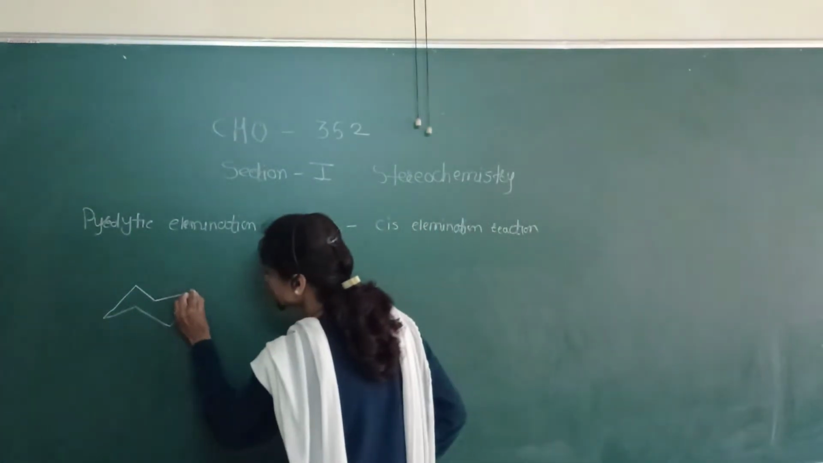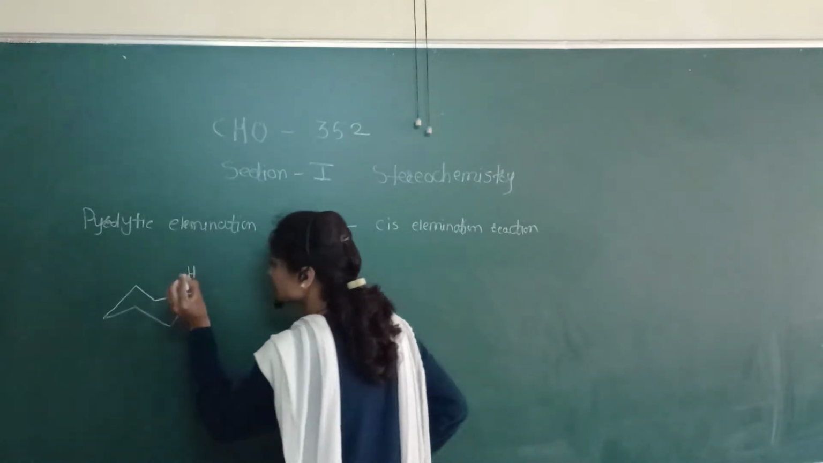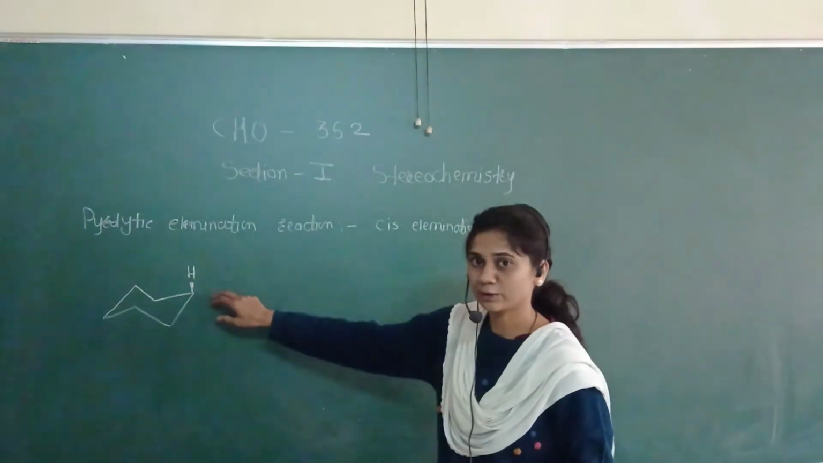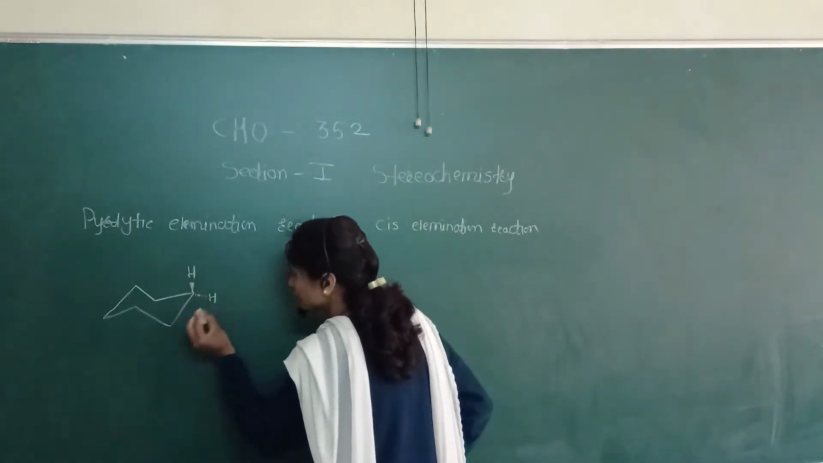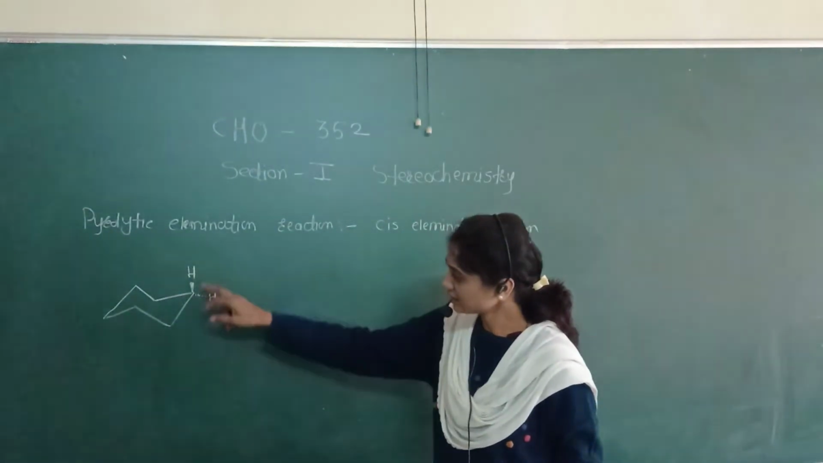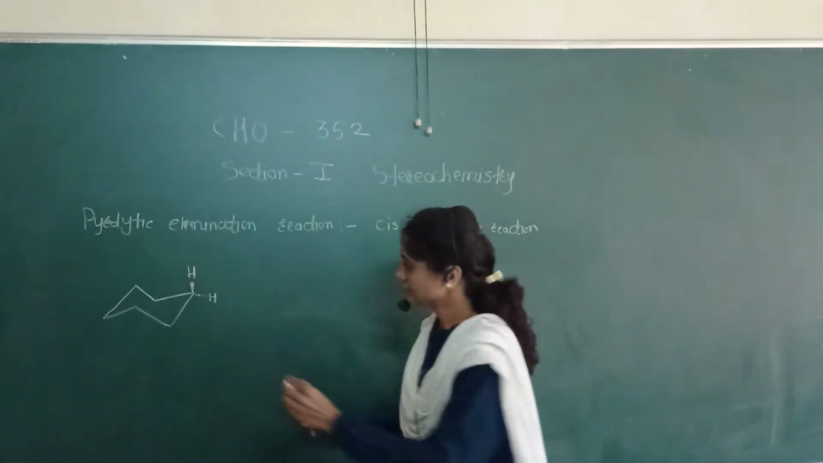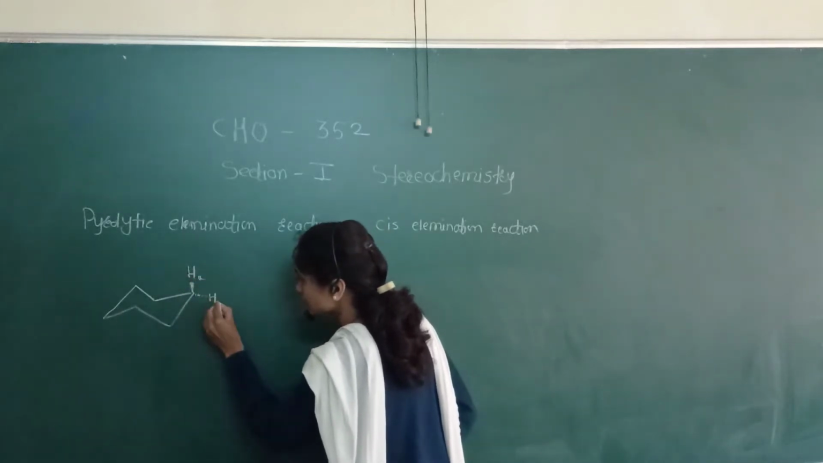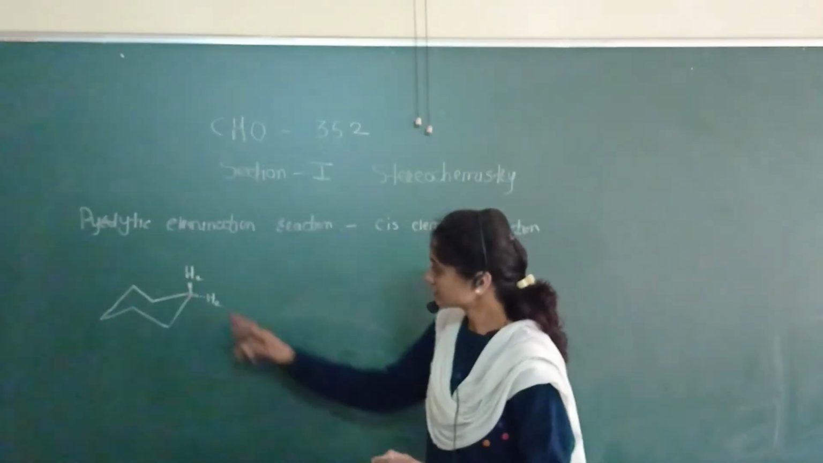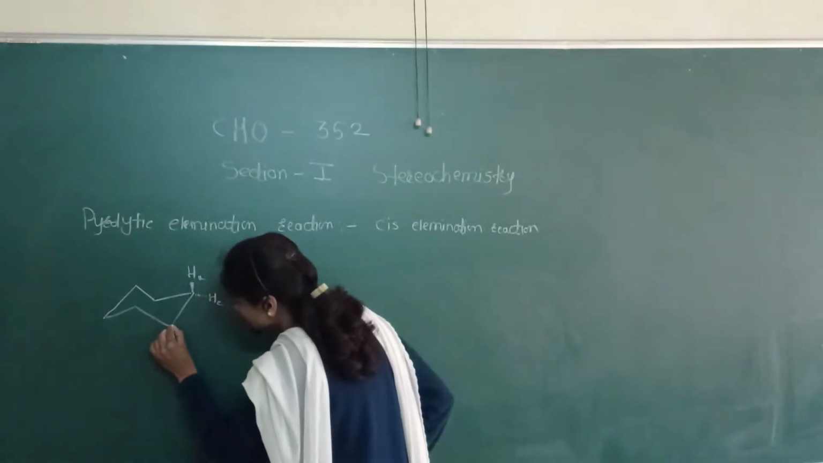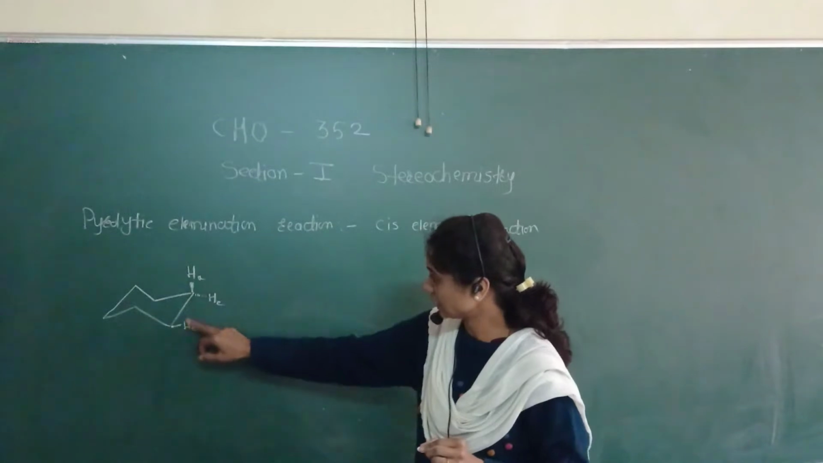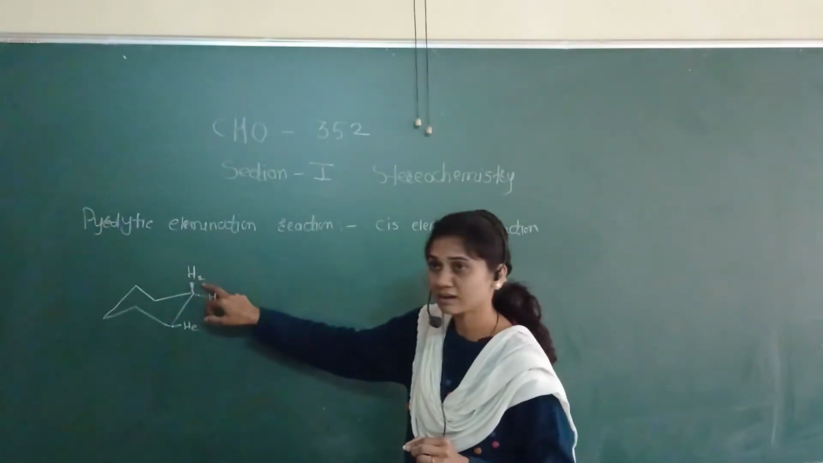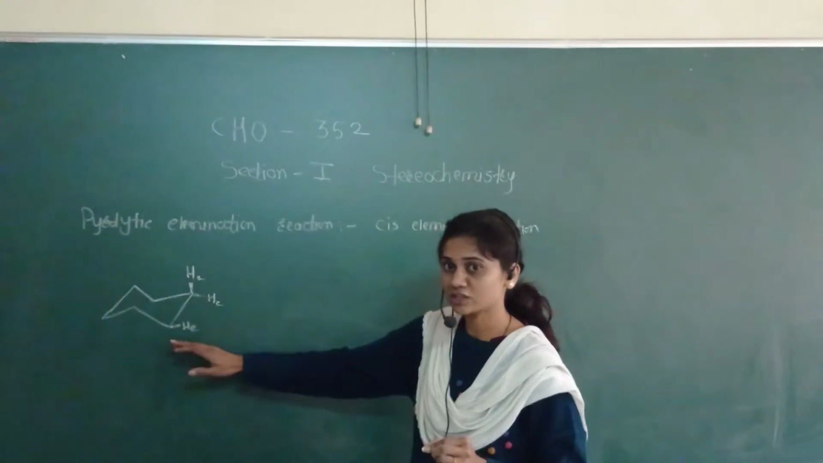Above the plane is denoted as a wedge line. This hydrogen is above the plane, hence it is denoted as a wedge line, and this hydrogen is below the plane, denoted as a dotted line. This hydrogen is axial, and this hydrogen is equatorial. In this carbon, this hydrogen is above the plane and equatorial in position, and here this hydrogen is above the plane but axial.